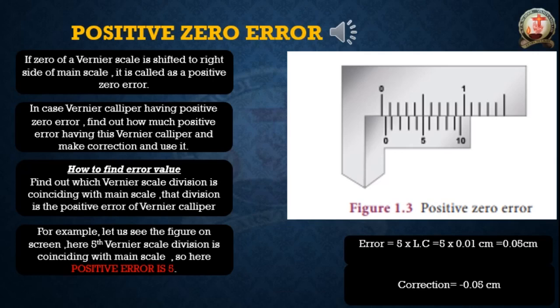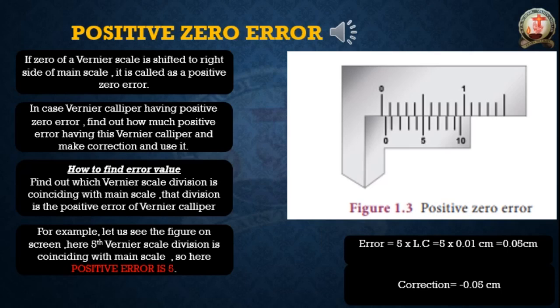Before using this vernier caliper, we have to find out whether it has an error or not. If there is zero error, no problem, it is perfectly alright and we can use it directly. But if the vernier caliper has positive zero error, we can find the value, correct that error, then use it. So how to find the error value? Please see the third box: how to find error value?